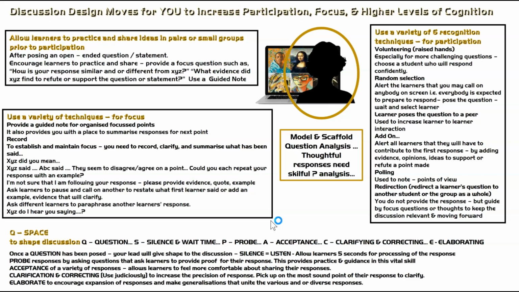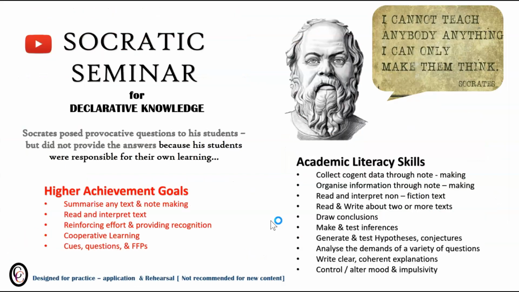Use cue, space, question, silent, probe, accept, clarify, correct, and elaborate. It's brilliant. The Socratic Seminar for declarative knowledge, excellent. I cannot teach anybody anything. I can only make them think. In other words, the learner is responsible for their own learning. This is not recommended for new content, not at all. This is when they've got it, they've used the SQ4R method, or they've learned it some other way and they really know their stuff. And then you throw out the question.